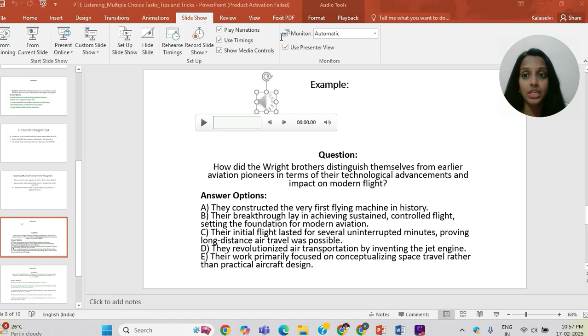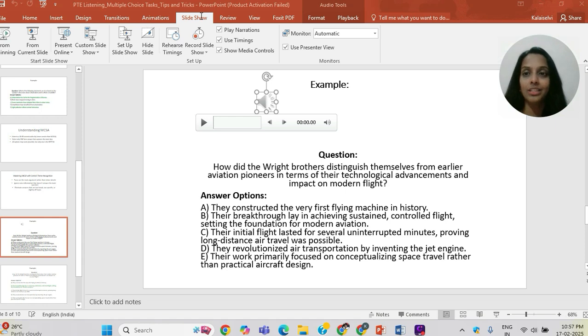And option D, completely incorrect. The jet engine came decades later in the 20th century. Here they have given they revolutionized air transportation by inventing the jet engine. But jet engine came decades later in the 20th century. Option E is also a false answer because their work was purely about aviation, not space exploration. So here they have given us space exploration. So it was about aviation. That's the right option, isn't it? So E is also incorrect.